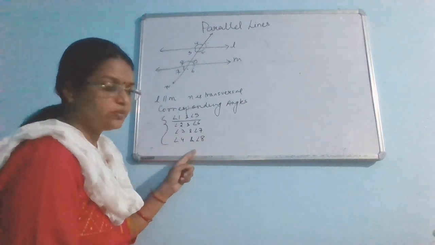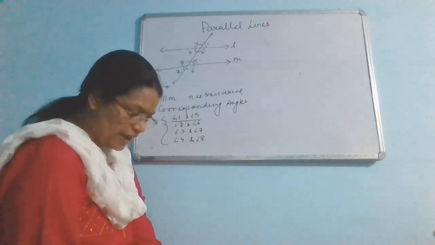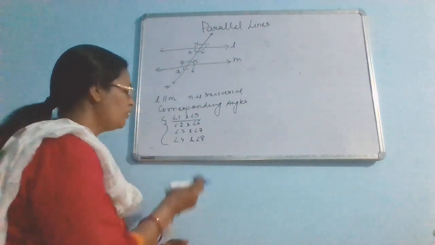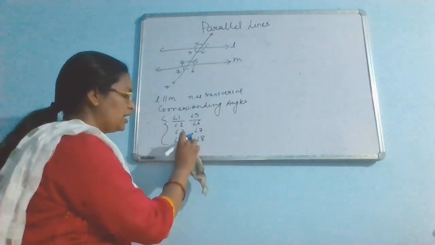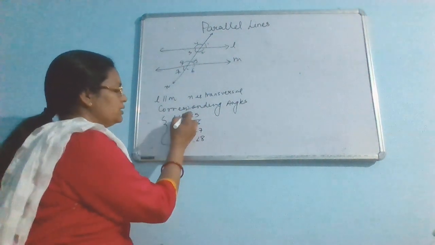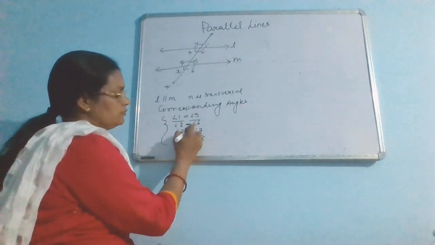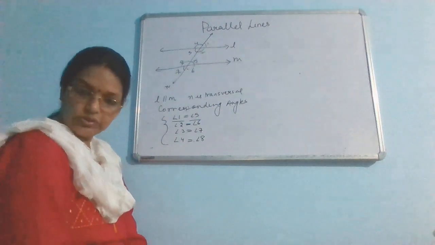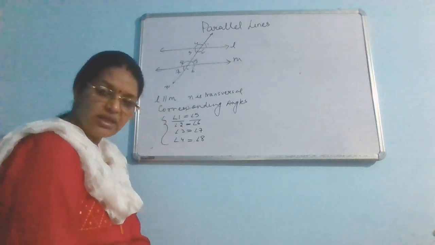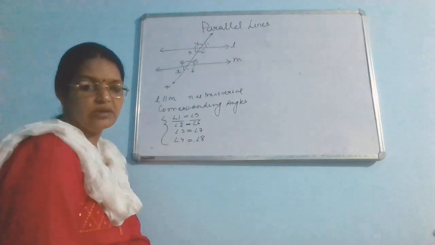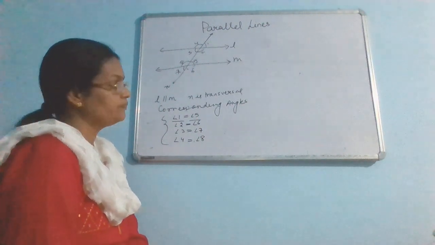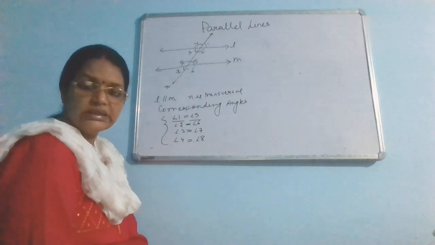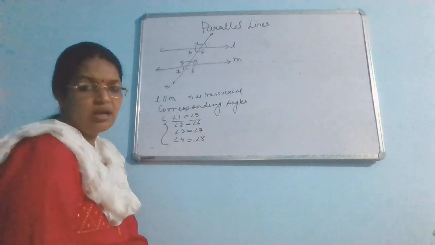So these are the corresponding angles, and by the properties of parallel lines, corresponding angles are always equal. So I put an equal sign among these. Angle 1 is equal to angle 5, angle 2 is equal to angle 6, angle 3 is equal to angle 7, and angle 4 is equal to angle 8.